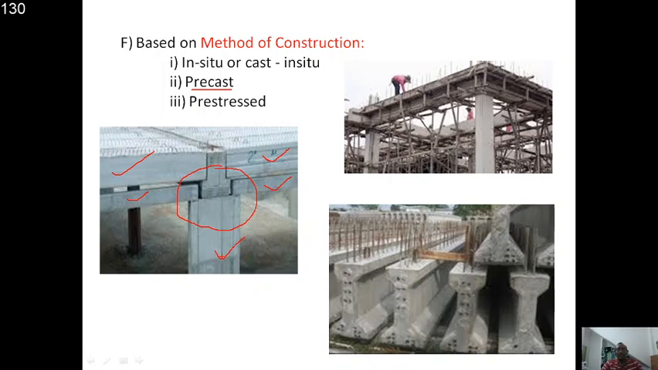This vertical structure is also manufactured as a precast, right. So these types of industrially manufactured beams are known as precast beams.